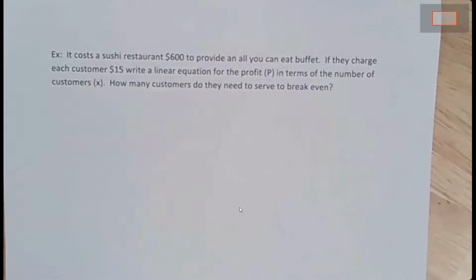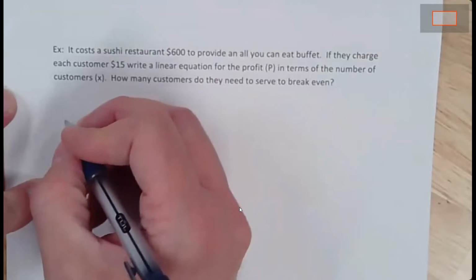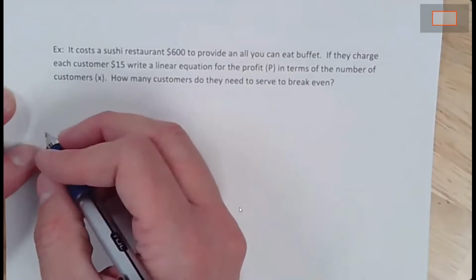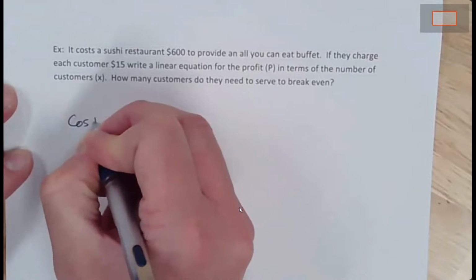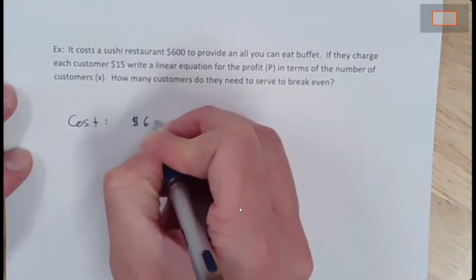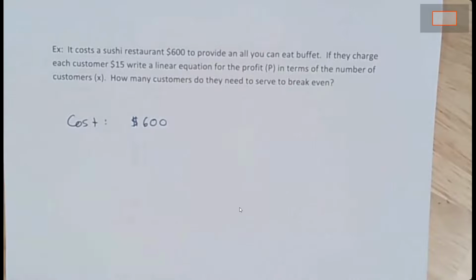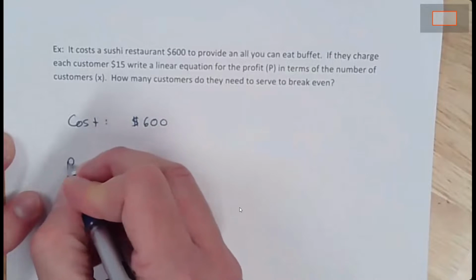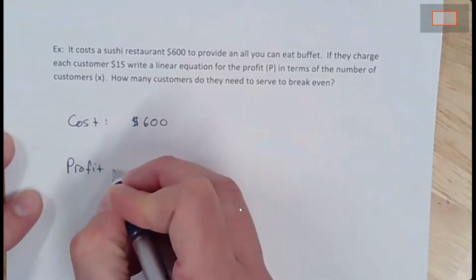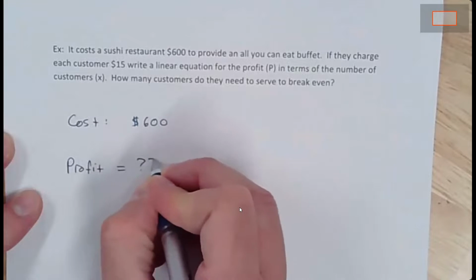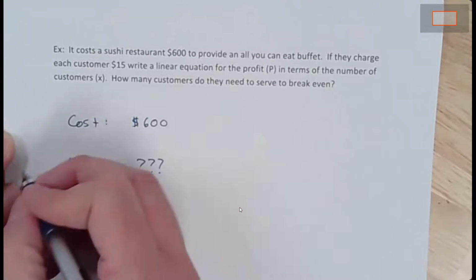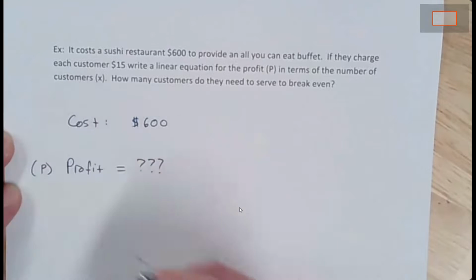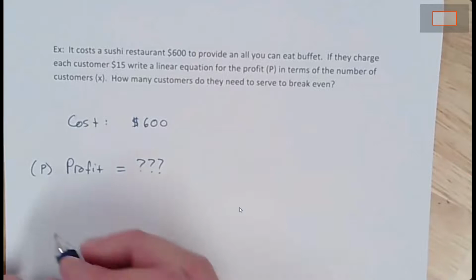So first, you want to write this equation. Let me see what I've written before. Okay, that's not even the right one. All right, sure. So we want to set this up. Our cost is $600, and we want to know what the profit is. Our profit is going to be P, and X is going to be the number of customers. They've helped us out here a little bit.